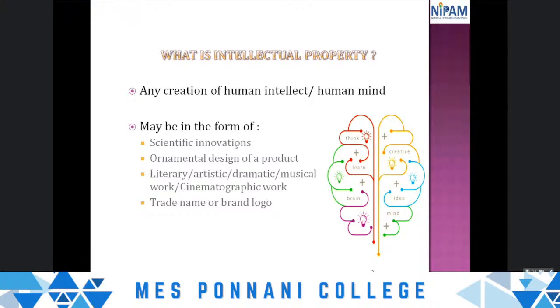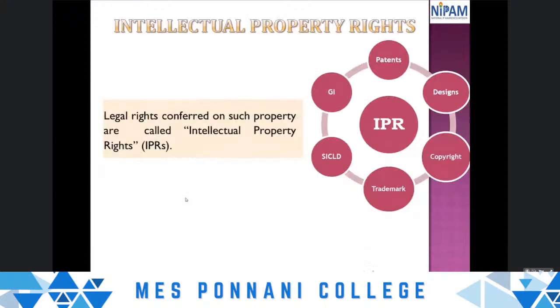Then any kind of creative work, for example, a novel or a short story that you have written or a poem that you have composed. Or it can also be in the form of a song, a musical composition. So all this will come under intellectual property. Now, it can even be in the form of a trade name or a brand logo that you might have designed for your brand. So all these will come under the category of intellectual property, anything that is born out of your intellect.